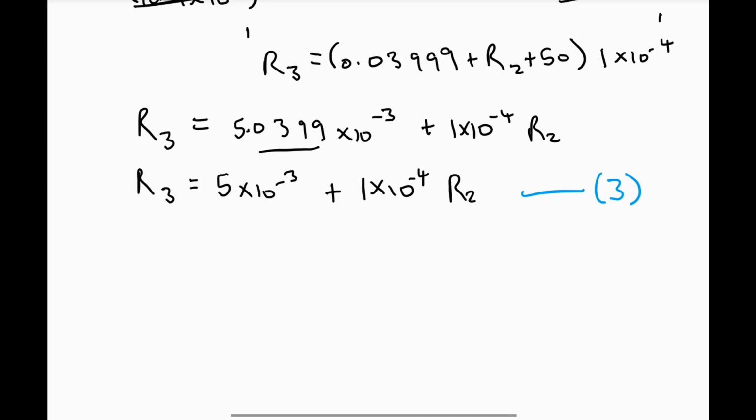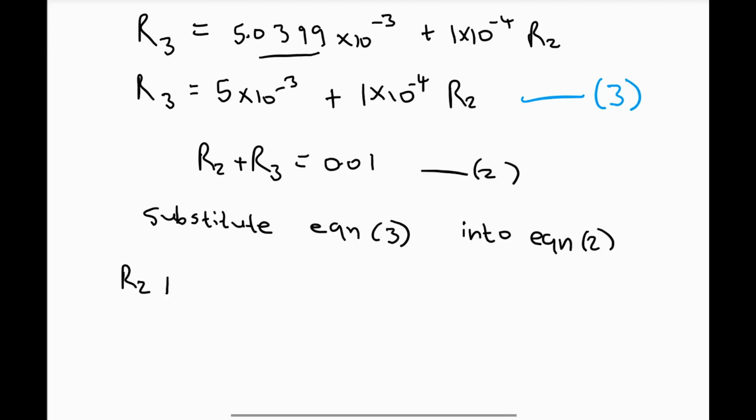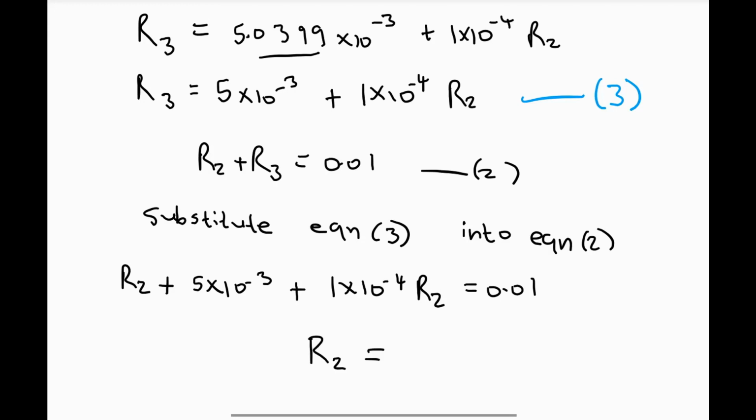I had my equation 2 as R2 plus R3 equals 0.01. So I'll substitute equation 3 into equation 2. I'll have R2 plus the contents of R3, which is 5 times 10 to the power negative 3 plus 1 times 10 to the power negative 4 R2, equals 0.01. So 1 plus 1 times 10 to the power negative 4 times R2 is 1.0001, so I ignore the extra digits and just write R2 equals 5 times 10 to the power negative 3 ohm.